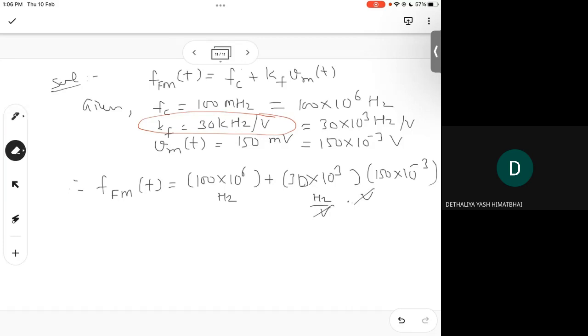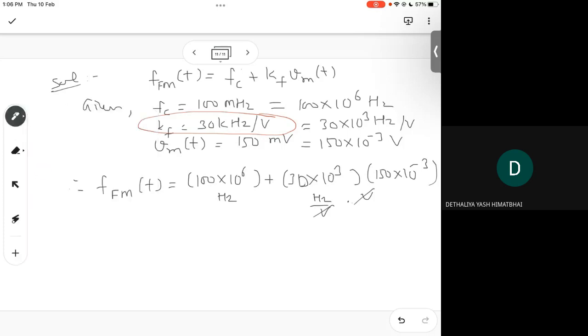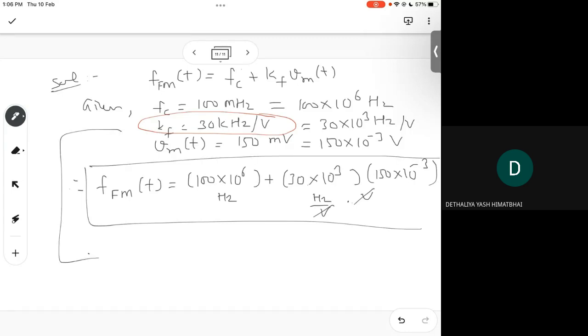So it is very, very clear how we define the deviation constant. So I made this clear. So this becomes the frequency of the resultant FM wave. So the answer is this one. Okay. So I would rather specify, because this was asked, the unit of KF is hertz per volt or per millivolt or whatever you call it. So this is one example.